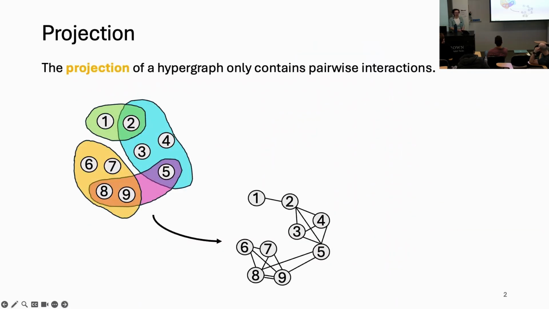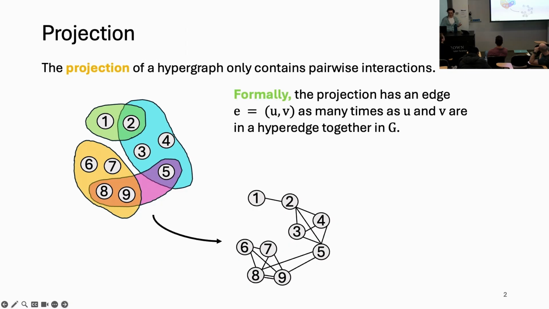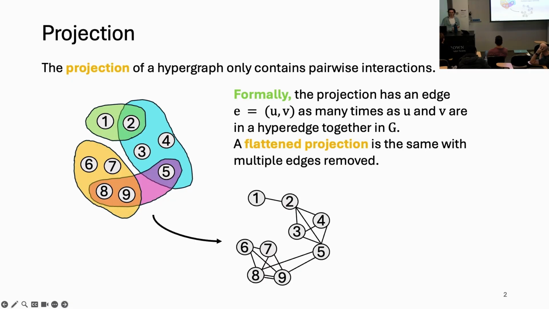So now I'm going to define projection. The projection of a hypergraph only has its pairwise interactions. In this case, I've drawn out the projection of this hypergraph. Formally, you have an edge between 2 nodes as many times as they appear in a hyperedge together. We also are going to talk about the flattened projection, which is the same, but where you remove multiple edges. So in this case, we remove that double edge and just put one.